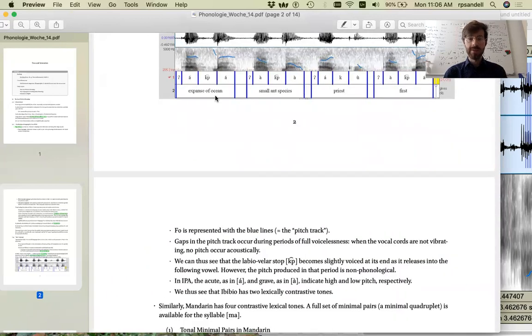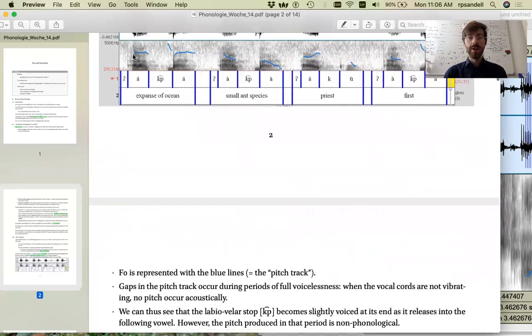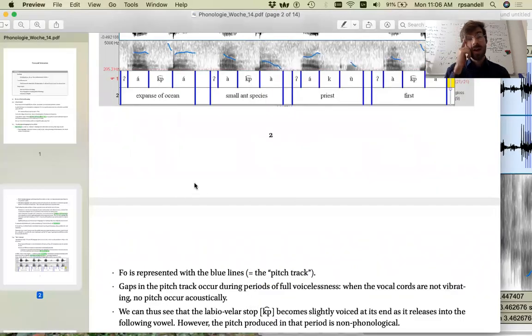So just to make this clear, the fundamental frequency is represented on the pitch track along with the spectrogram, those blue lines. You'll notice also that there are, of course, as we saw in the example earlier, lots of gaps in the pitch track, and those gaps occur mainly in periods of voicelessness. So pitch is somewhat clearer on this recording. And when there's voicelessness, of course, the vocal cords are not vibrating and no pitch can occur acoustically.